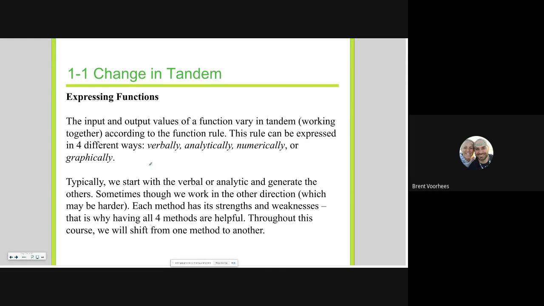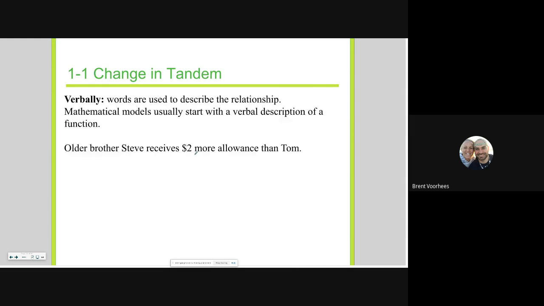It says typically we start with verbal, that means like a word problem, or analytical, which means it's just like a normal math problem, and we generate the others. And it says sometimes we might work in the other direction, which is oftentimes harder. But each method has its strengths and weaknesses, and that's why we're going to use all 4.